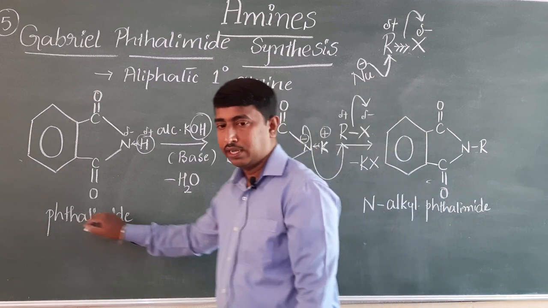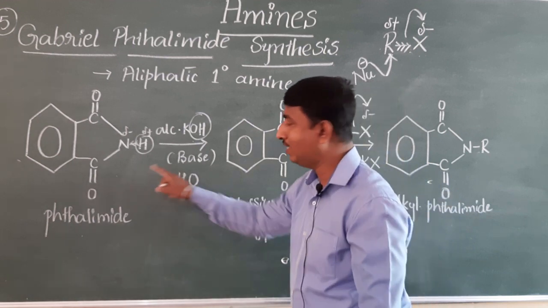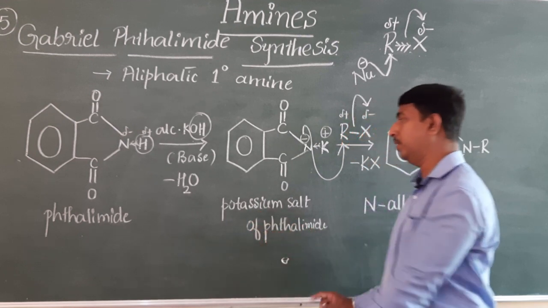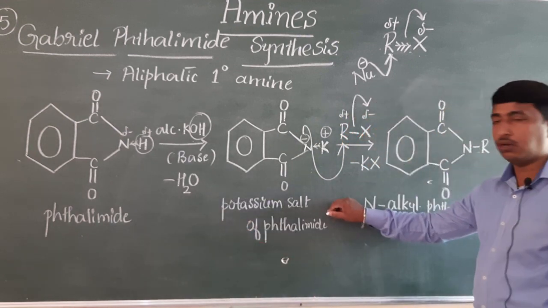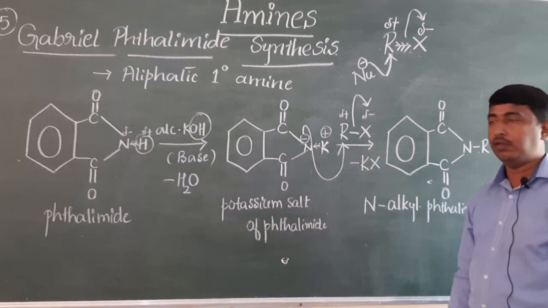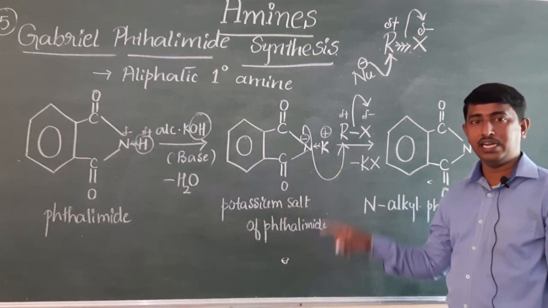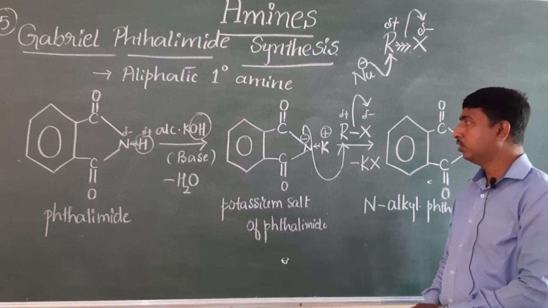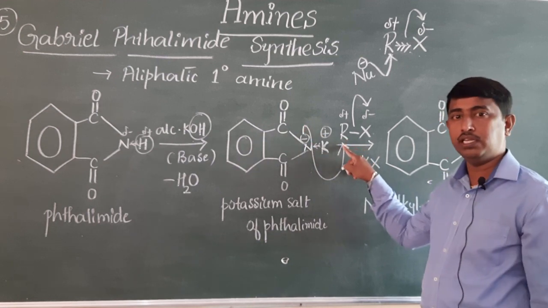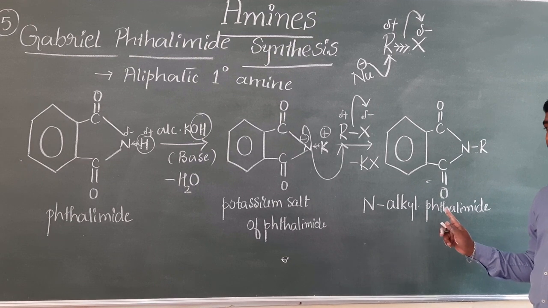So what is the first step? Thalamide is treated with an alcoholic solution of potassium hydroxide. An acid base reaction takes place, giving salt and water, that is, the potassium salt of thalamide and water. In the next step, this potassium salt is heated with a suitable alkyl halide. A nucleophilic substitution reaction takes place, as alkyl halides readily undergo nucleophilic substitution. The thalamide ion acts as a nucleophile and readily attacks the positively charged carbon, thereby forming N-alkyl thalamide.